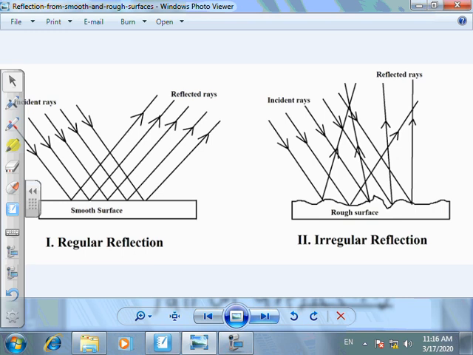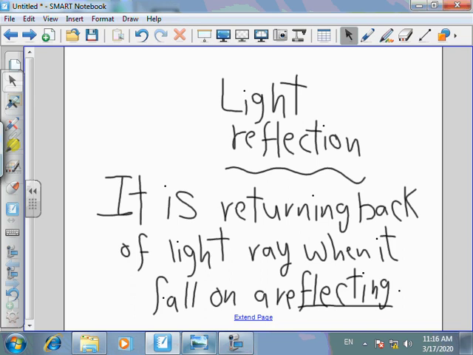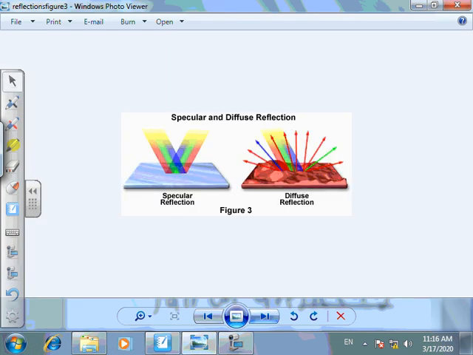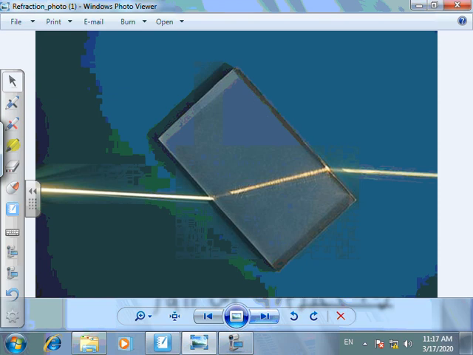Okay, guys, let's move to the next part of our lesson. Here, guys, you can see a clearer image for the regular reflection and the irregular reflection. The regular reflection is like regular students, who come in the same lines and move in the same lines. But in the second one, which is irregular, they come from one way and they scatter and diffuse and spread in different directions.